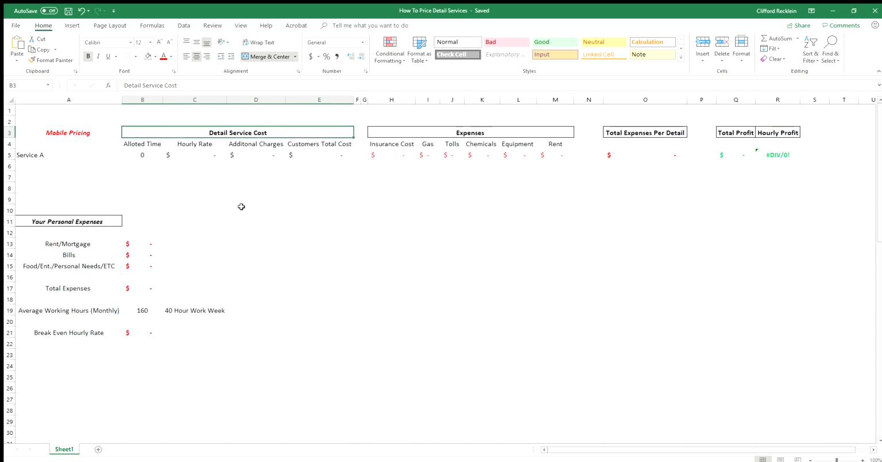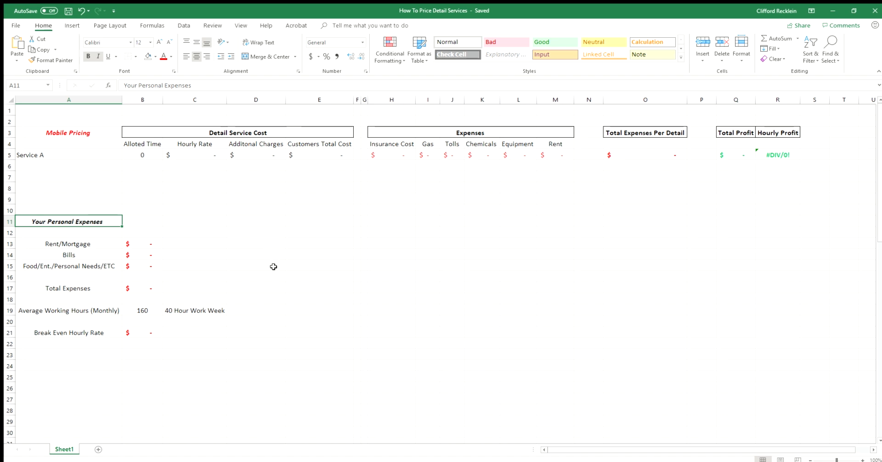Okay, so you'll see the mobile pricing. The next thing we're going to have to the right hand side is detail service cost, expenses, total expenses per detail, total profit, hourly profit, and your personal expenses. Now all these are going to work together in order for us to figure out how to price a detail service. And there's a few other things, but we'll touch on that here in a moment. So before we even get to figuring out what our detail service costs need to be, based on our expenses and a few other things, we first need to figure out what is our personal expenses?